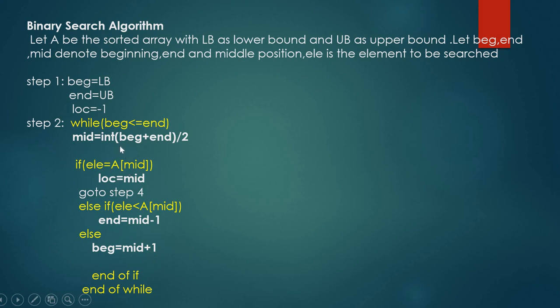See, one more time we can go through this binary search algorithm. First we are initializing beginning is equal to LB, end is equal to UB, and location is equal to minus 1. While beginning is less than or equal to end, mid is equal to integer of beginning plus end divided by 2. First condition checking, ELE is equal to A of mid. If ELE is equal to A of mid, location is equal to mid. Else if ELE less than A of mid, we need to change end. End will be mid minus 1. Else case means ELE greater than A of mid. In that case, beginning is changing to mid plus 1.